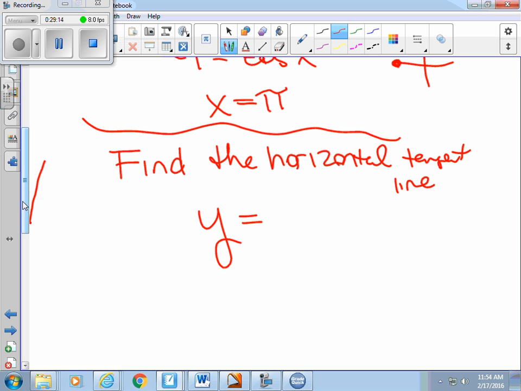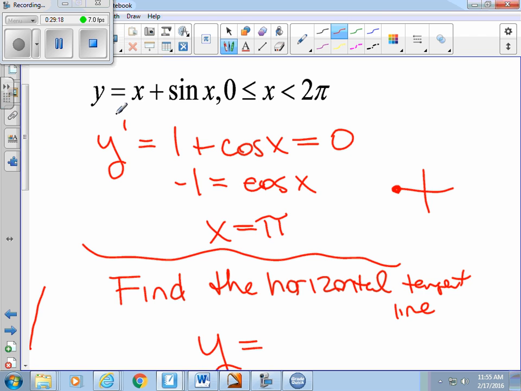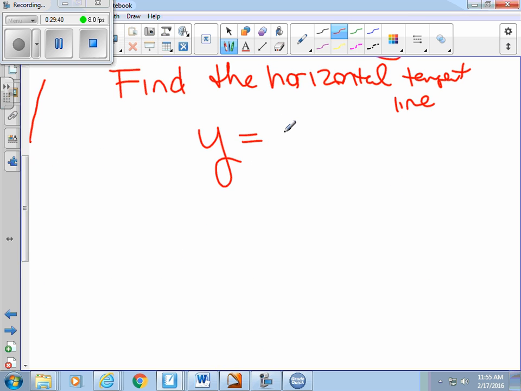Plug x in. Where would you plug x in? The original. Why the original? Isn't that how you find y at that x? And so the horizontal tangent line will be y equals whatever you get when you plug in pi. What's sine of pi? 0. So it's actually pi. It wouldn't always be, but the y value when x is pi is also pi. So the horizontal tangent line is y equals pi.